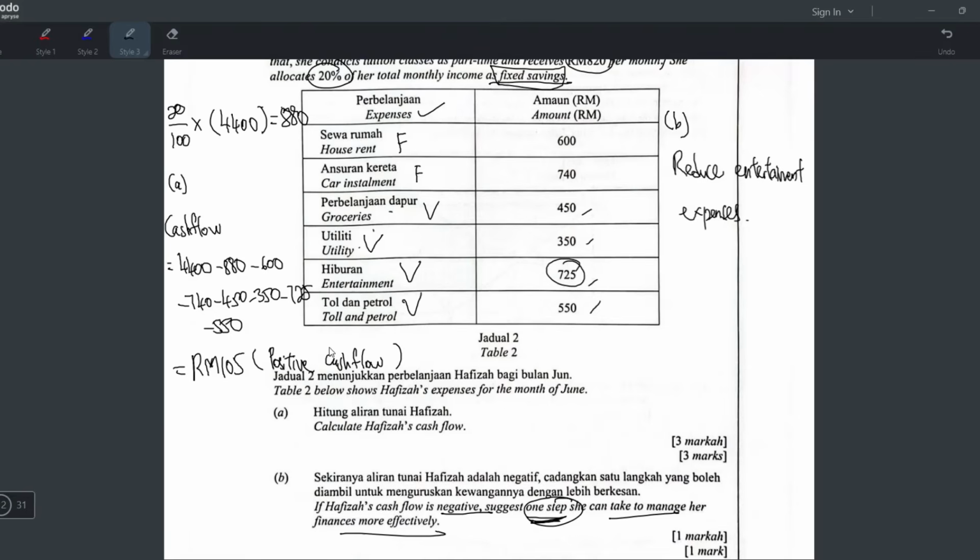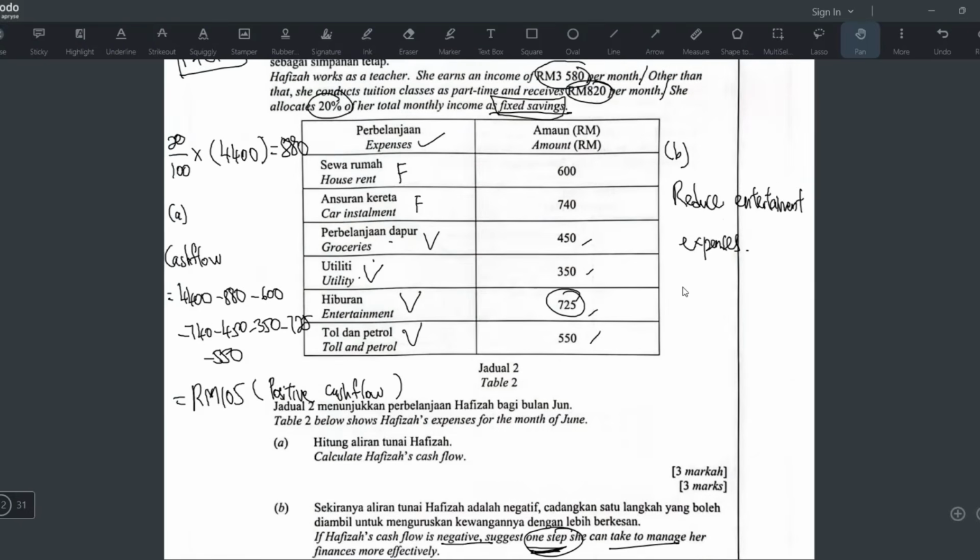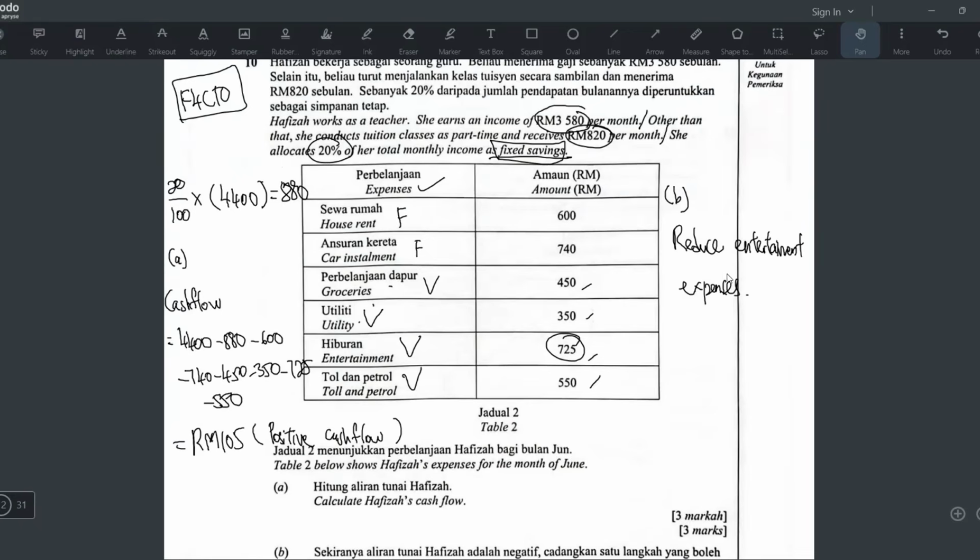You can maybe say like travel less. Yeah, travel less. Because when you travel less, you use less petrol. Yeah, and less toll payment. So yeah, that way your cash flow will also improve. Yeah, so that's how you do it. Okay, they only ask for one way, so I'll only write like that. Reduce entertainment expenses. This is good enough. Okay, all right, that's all.